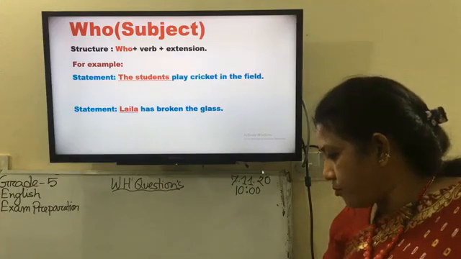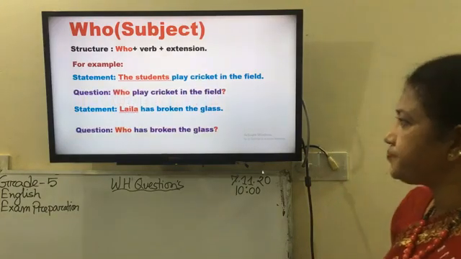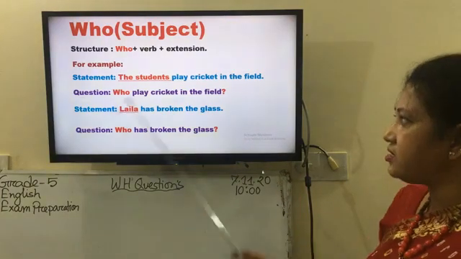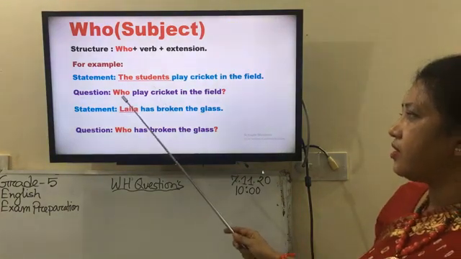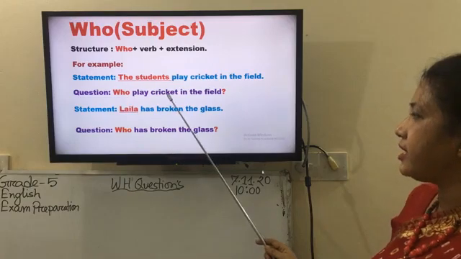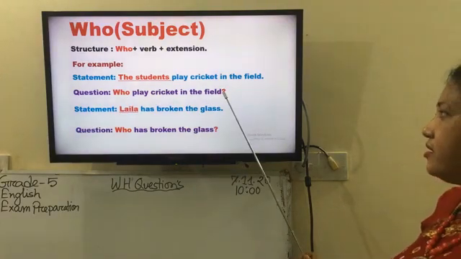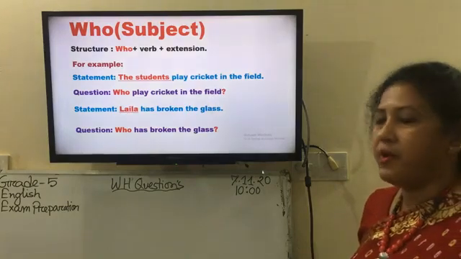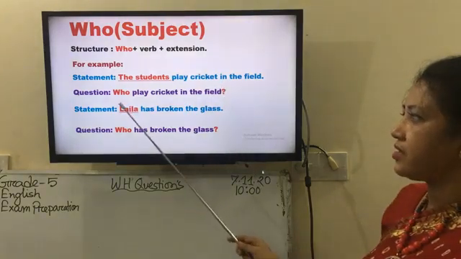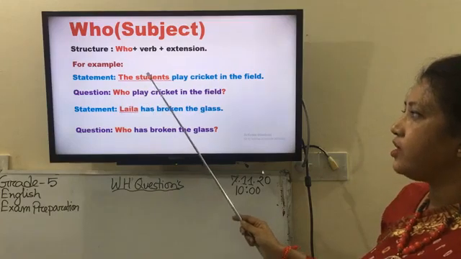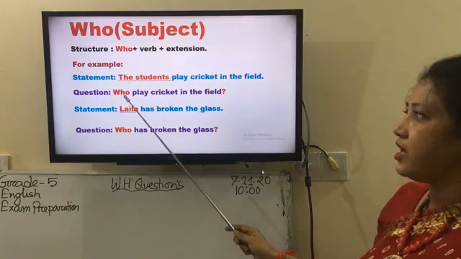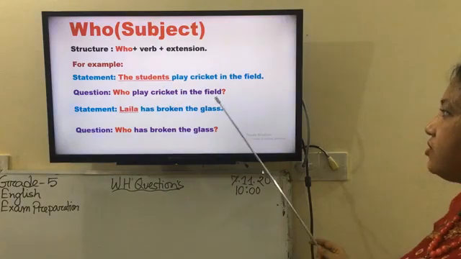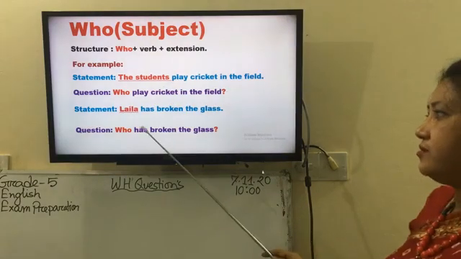Let's see how to make the questions. The underlined word is the students. Now write: who play cricket in the field, and put the question mark. Without the subject we write here who, then verb, then extension, after that the question mark.